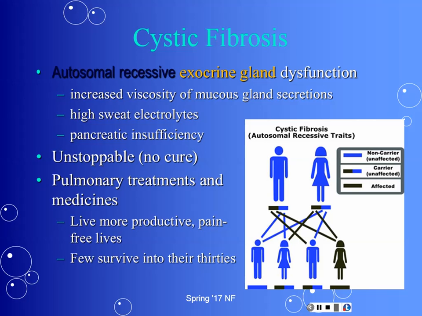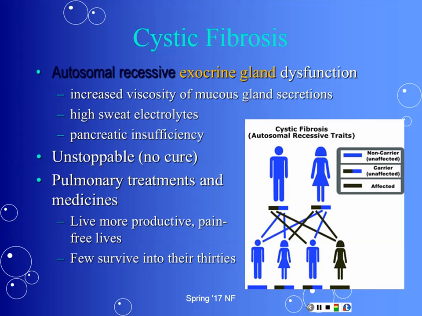They excrete, right? So that is all of your mucus, sweat, all of that, anything that excretes something, okay? So with this, you have increased viscosity of mucus gland secretion, so very, very thick secretions. High sweat electrolytes, because they sweat, that's where they excrete, they're going to lose electrolytes.